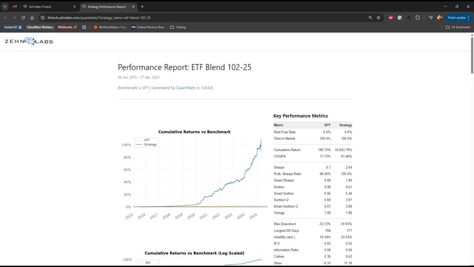So as you can see, the name of the strategy as well as the analysis period are displayed across the top. In this case, the analysis period is June 26th, 2015 through April 17th, 2025. The very first thing that I pay attention to is the cumulative returns graph, also known as the equity curve. Here the blue line represents how the strategy performed during our analysis period, while the yellow shows the performance of SPY or S&P 500 during the same period.